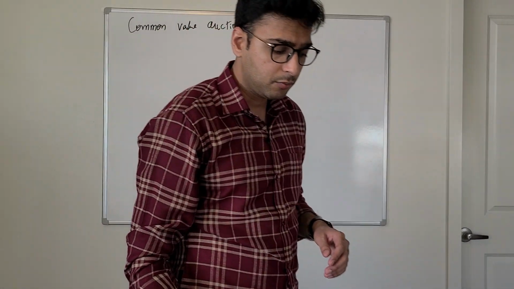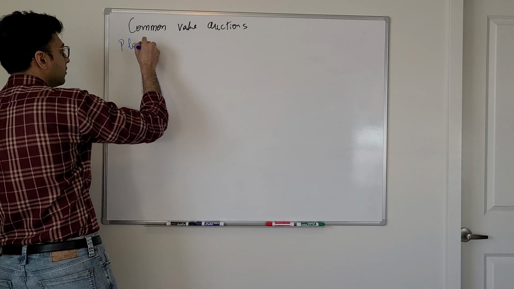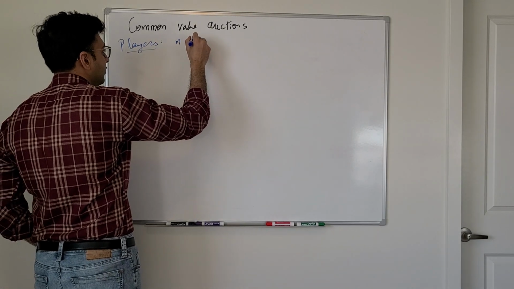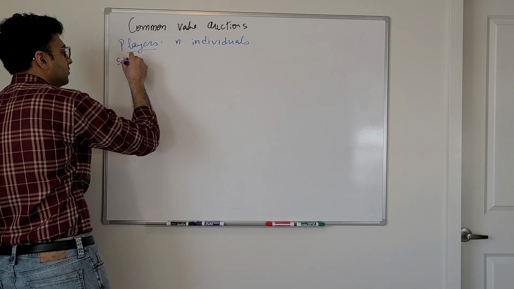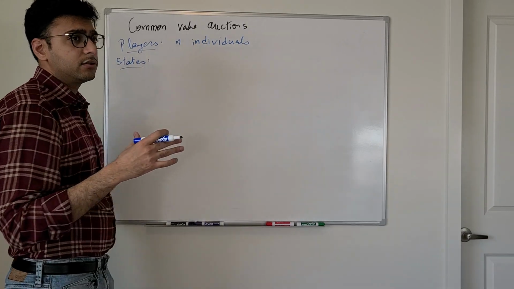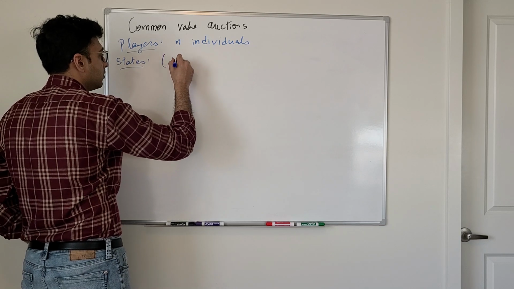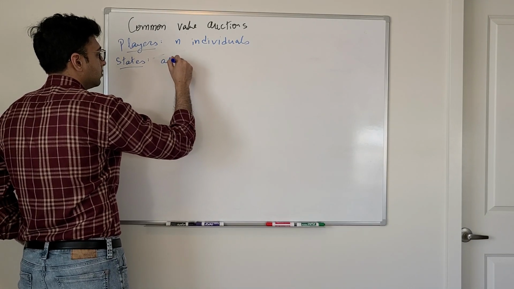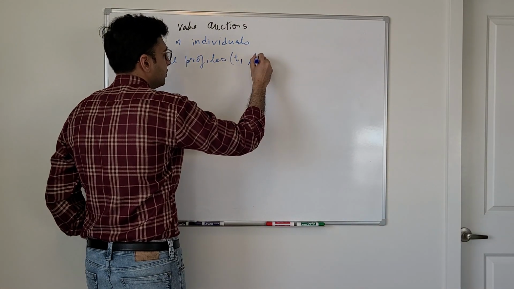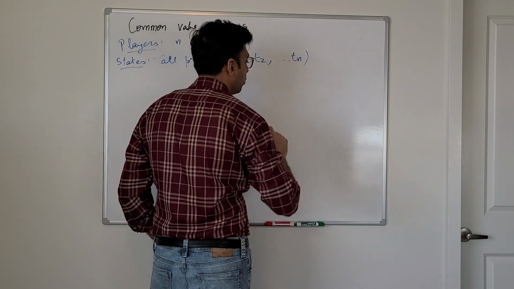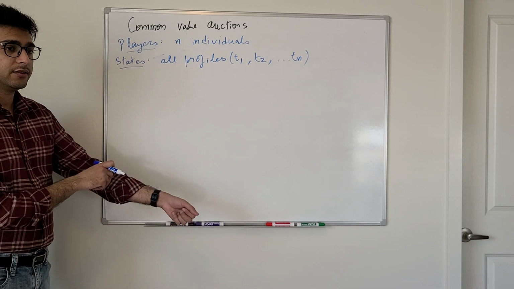Now let's define the game a little more formally. The set of players here is the n individuals. The states. So each signal profile will be a state. So the states are just all profiles t_1, t_2, up to t_n, where these are just signals, these are valuations. Each of these states is different, right?